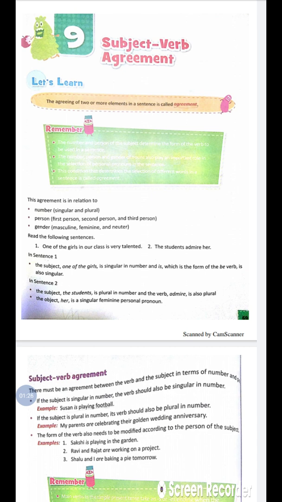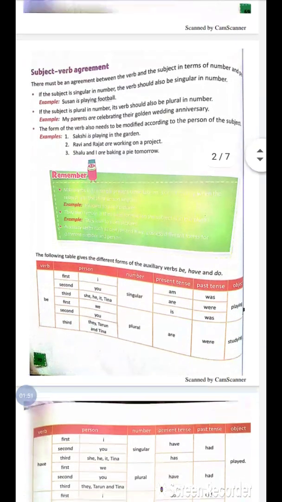Okay. In sentence 2, the subject the students is plural in number and the verb admire is also plural. The object her is a singular feminine personal noun. Okay. Next is subject verb agreement.